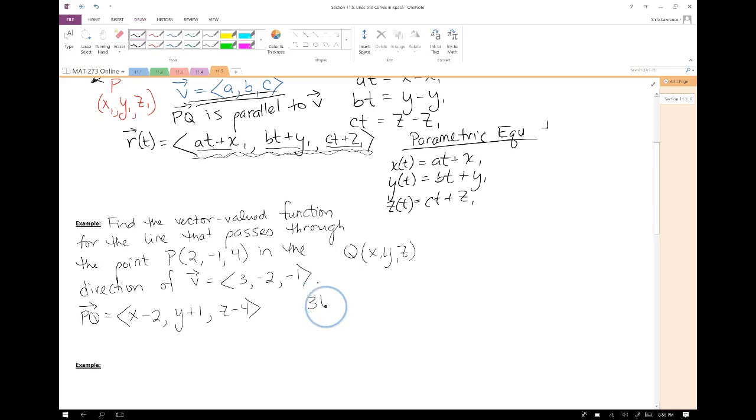So 3 times t must equal x minus 2. -2 times t has to equal y plus 1. And then -1 times t has to equal z minus 4. And if we solve this for x, y, z, we will have the components for our vector valued function, which is 3t plus 2, because we're solving for x, -2t minus 1, and -t plus 4.